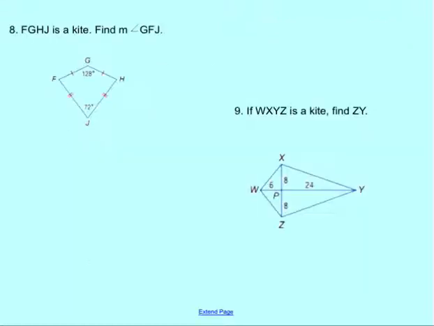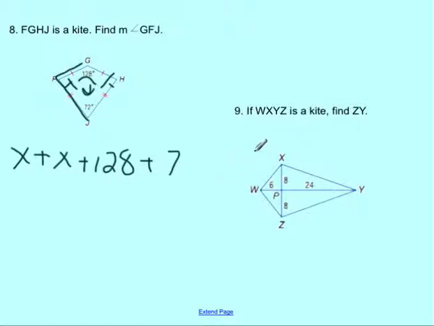Next, let's take a look at FGHJ, this one right here. It wants us to find the measure of angle J. Well, these two angles are not congruent. And remember, a kite has exactly one pair of congruent angles, so that means these two angles here have to be congruent. They also have to add to 360 because all quadrilaterals add to 360. So we have x plus 128 plus 72 plus x is equal to 360.